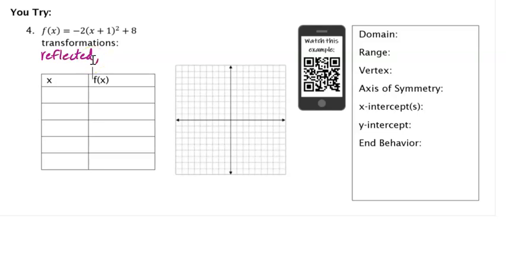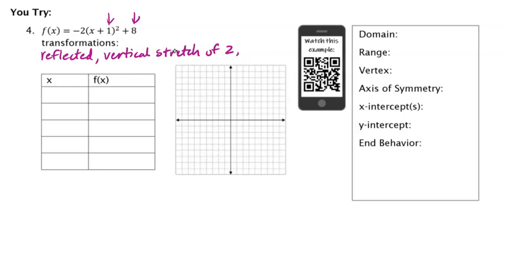After the negative sign is a 2. That number represents a vertical stretch. And it's a stretch and not a shrink because the number 2 is greater than 1. And then there are two other things. There's this +1 and then this +8.